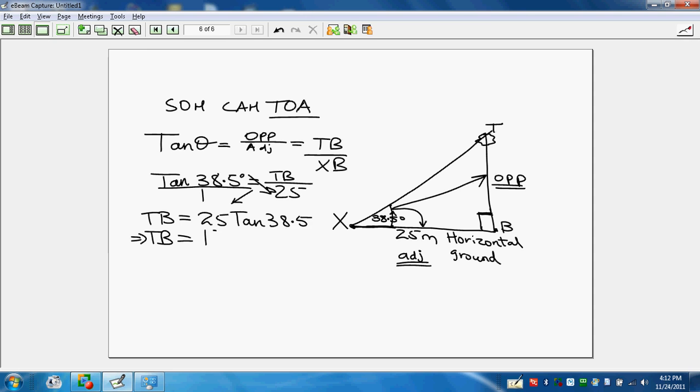We'll get 19.886 if we go to 3 decimal places. And if we want to round it off to the nearest meter, as they had said, which is what we have to do, we have to give them what they want, we'll have to put it equal to 20 meters correct to the nearest meter.